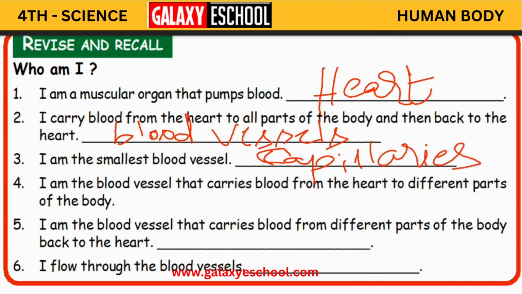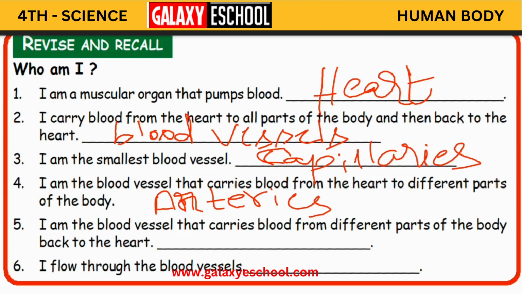The fourth one, I am the blood vessel that carries blood from the heart to different parts of the body. Which carries blood from the heart to the different parts of the body? It is arteries. Arteries. Okay, children.